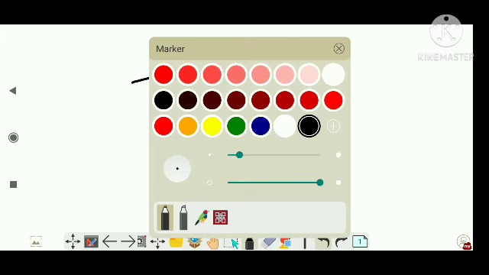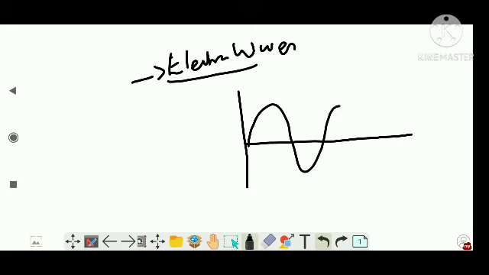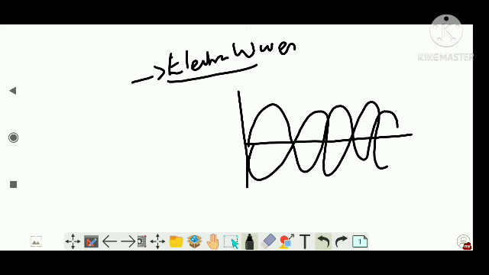Initially I had shown a figure of electromagnetic waves, and I showed you how it is propagating. If the blue line or graph which I have drawn is representing the electric field, then the magnetic field will be like this. We saw that in the first video, and I'm not going to repeat it again.